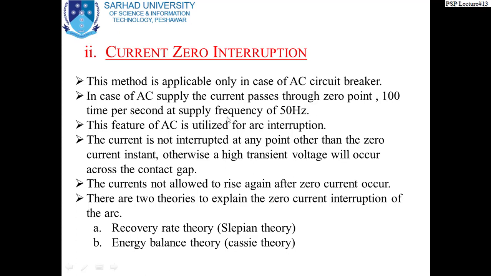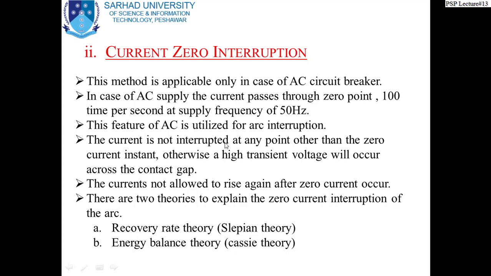So even for 50 Hz, it is a very high rate: 100 times zero. It finds 100 times zero in 1 second. This feature of AC is utilized for arc interruption, because when the current passes through zero, the current is zero, it means the arc is zero, right? Because the arc is a continuation of current. If there is no current, there will be no arc. So this is of course theory, where we utilize that particular property of the AC, and on the basis of this we have the circuit breaker design.